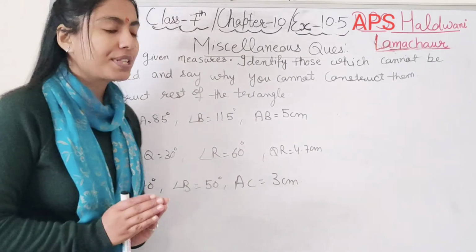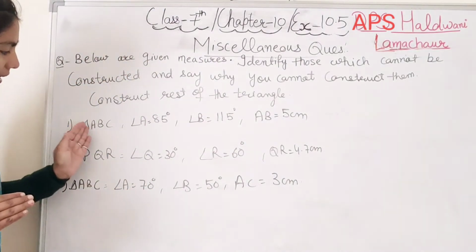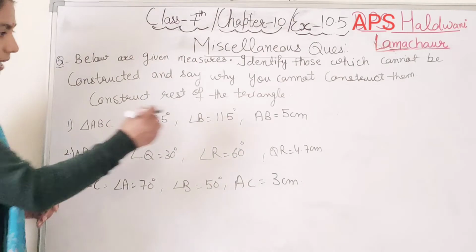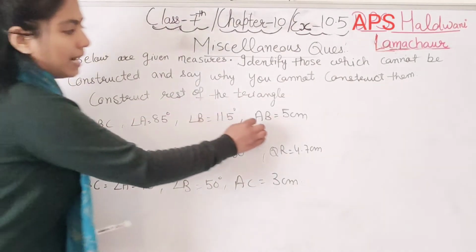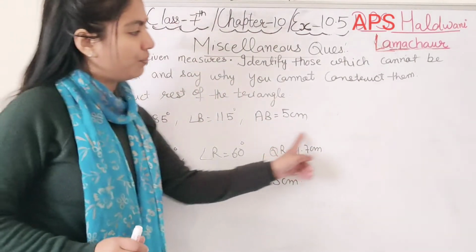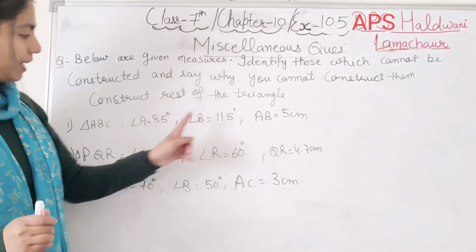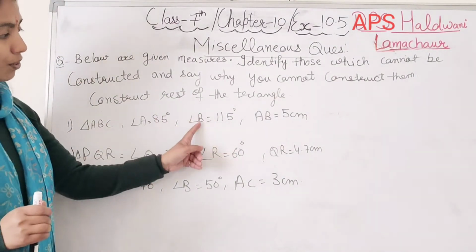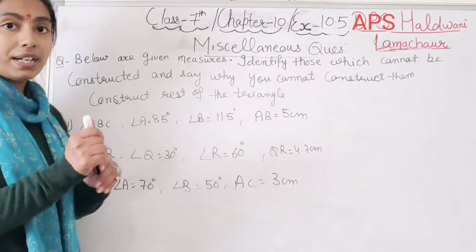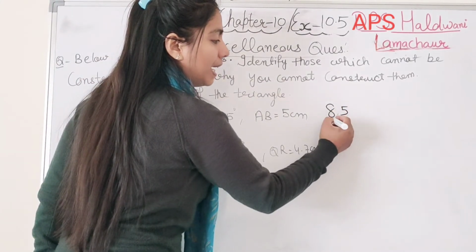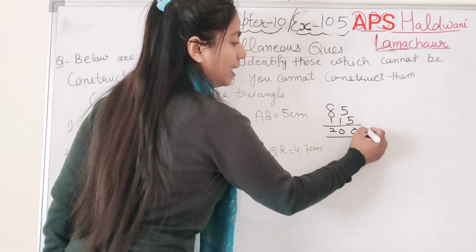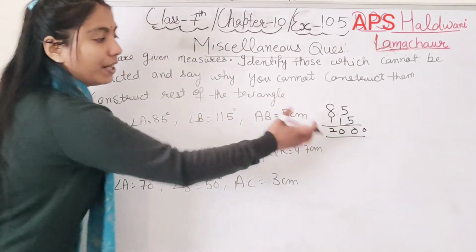Right, students? A few questions I am doing over here. First question, triangle ABC. You have to construct a triangle ABC. Angle A is 85 degrees, angle B is 115 degrees, and AB is 5 centimeters. It means 2 angles and 1 side. When you take baseline AB, from A you make an 85 degree angle, and from B 115. Is it possible, students? See, 85 degrees and 115 degrees, 85 plus 115 is 200. It means the sum of these two angles is 200 degrees.